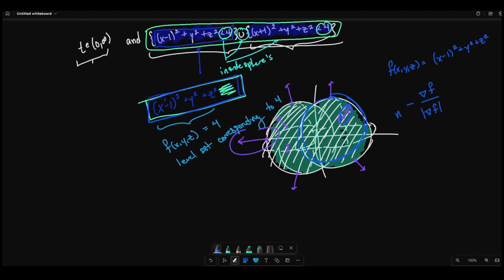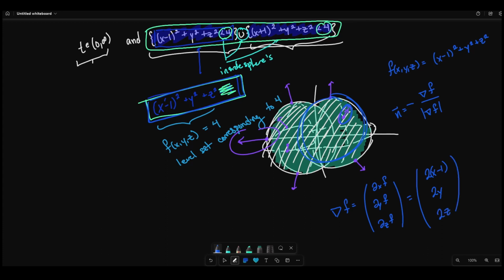This is going to be my outward unit normal, and it's not too hard to do. Let's recall the gradient of f. It's the partial derivative in x, the partial derivative in y, the partial derivative in z. We can do that fairly easily looking at our function. Partial derivative in x is 2x minus 1. Partial derivative in y is 2y. Partial derivative in z is 2z.